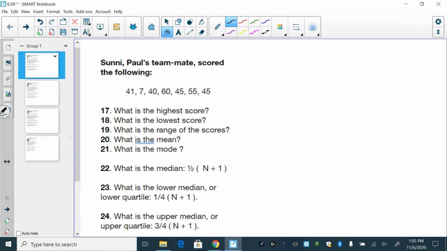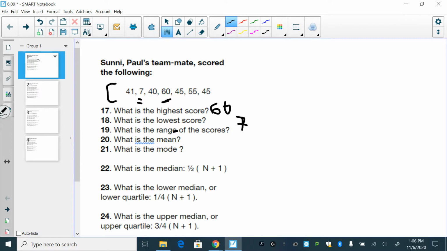All right, so we've got the following numbers here: 41, 7, 40, 60, 45, 55, and 45. So let's answer the following questions based on this data. What is the highest score? Just look for the highest. So 60. What's the lowest? Looks like 7.